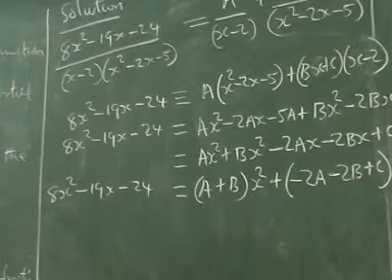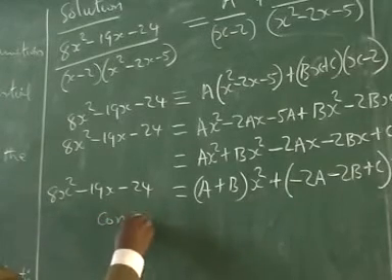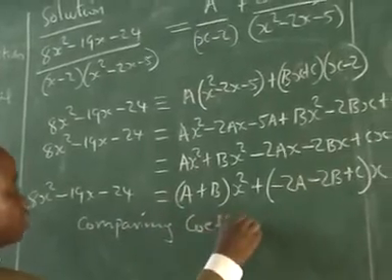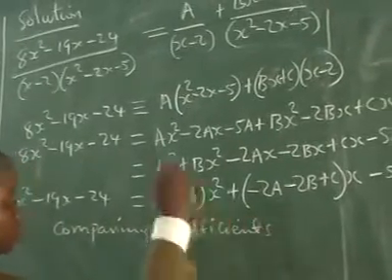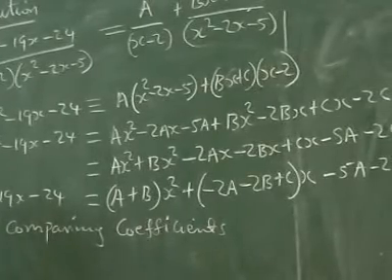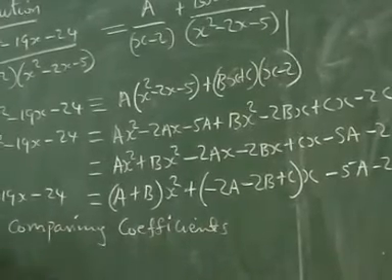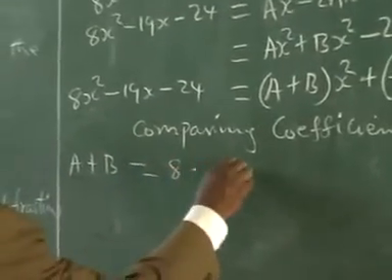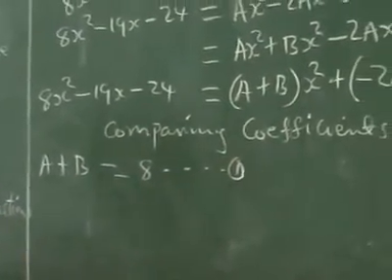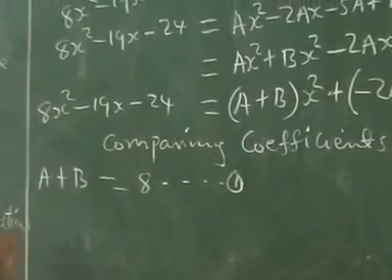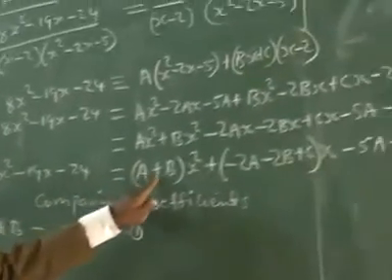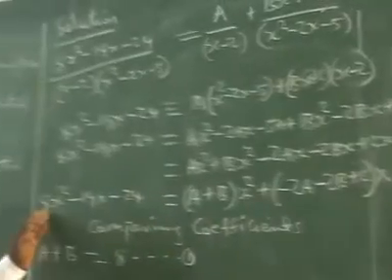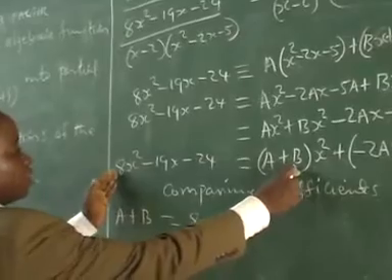Now we can compare coefficients. Comparing coefficients, we see that a plus b is equal to 8. Call that equation 1. Look at a plus b. That is the coefficient of x squared, and the coefficient of x squared here is 8. So a plus b is equal to 8.